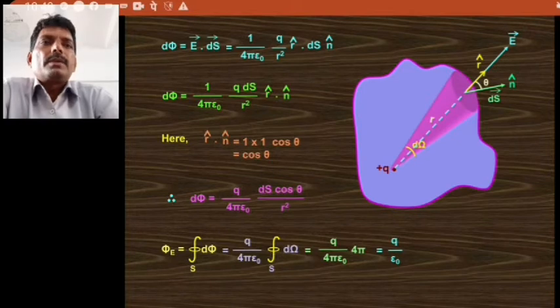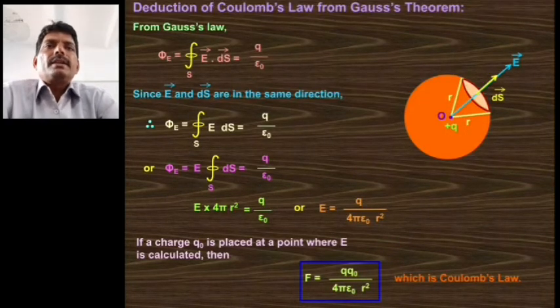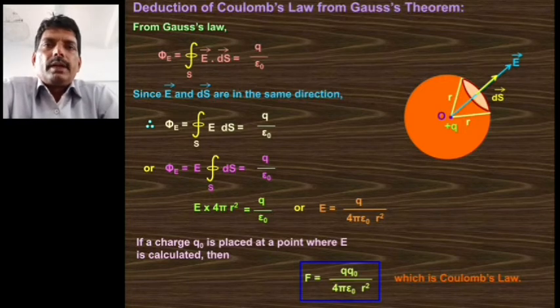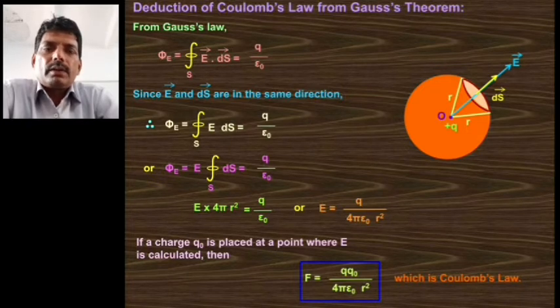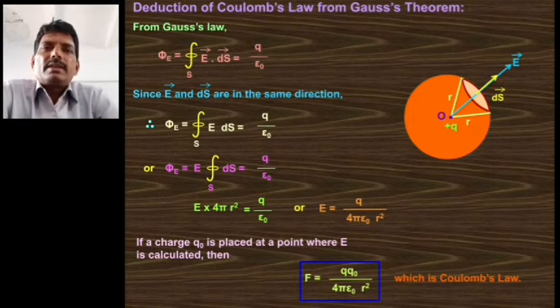Okay. Now we will proceed to the next one. Deduction of Coulomb's law from Gauss law or Gauss theorem. What is Coulomb's law or Coulomb's force? That is 1 upon 4 pi epsilon naught q into q0 upon r square, where q is the source charge and q0 is the test charge here. So that is the Coulomb's force in the mathematical form. Now we have to deduce that Coulomb's law from Gauss theorem.